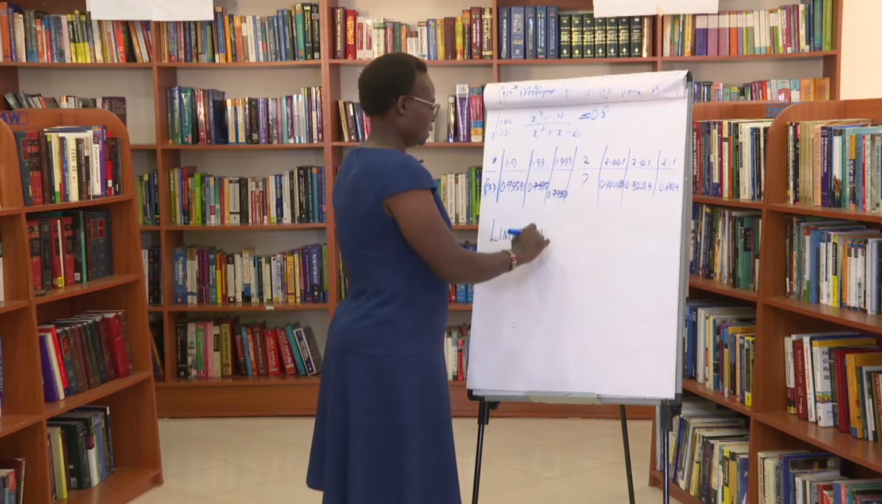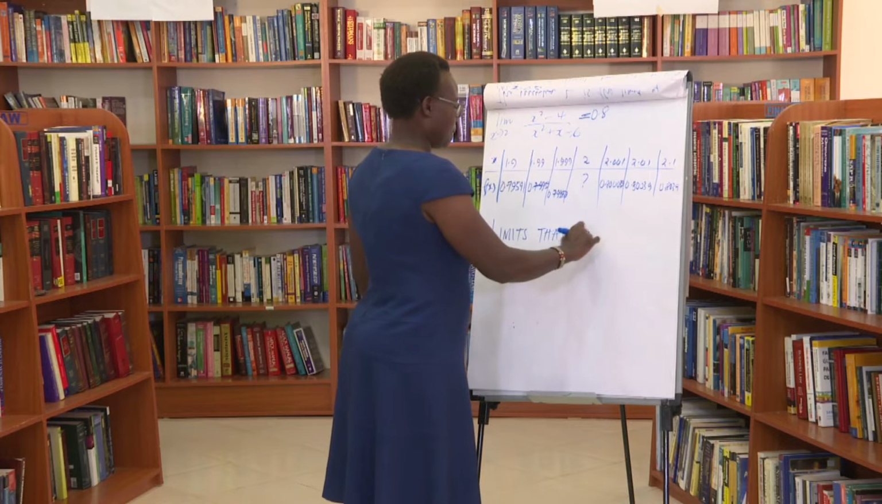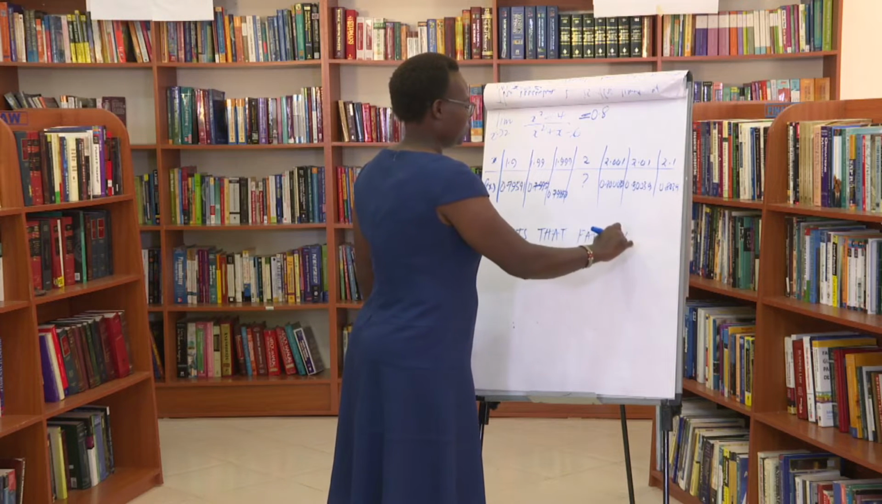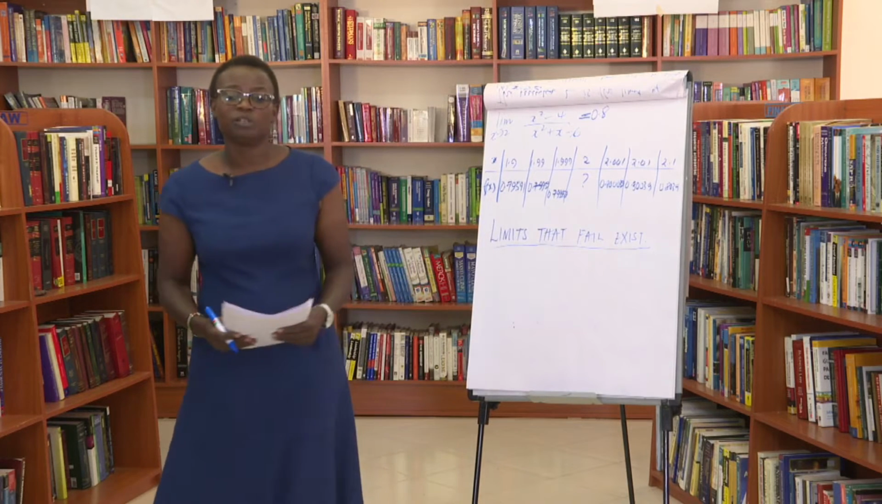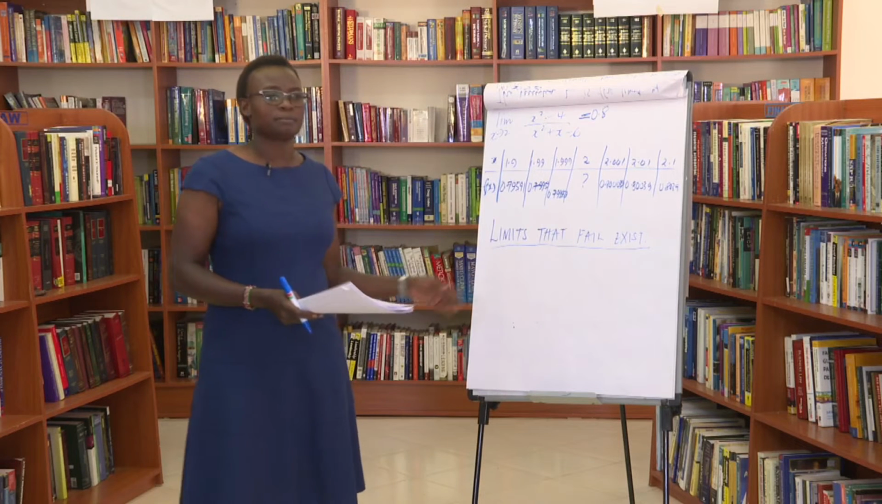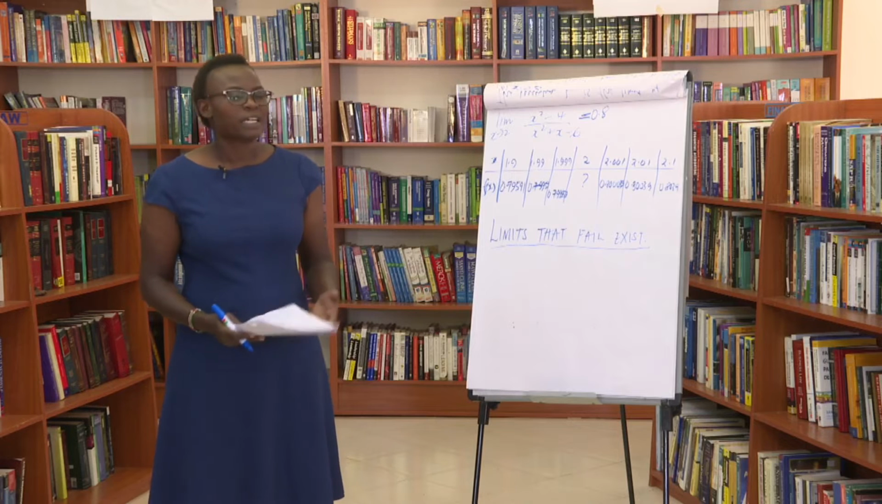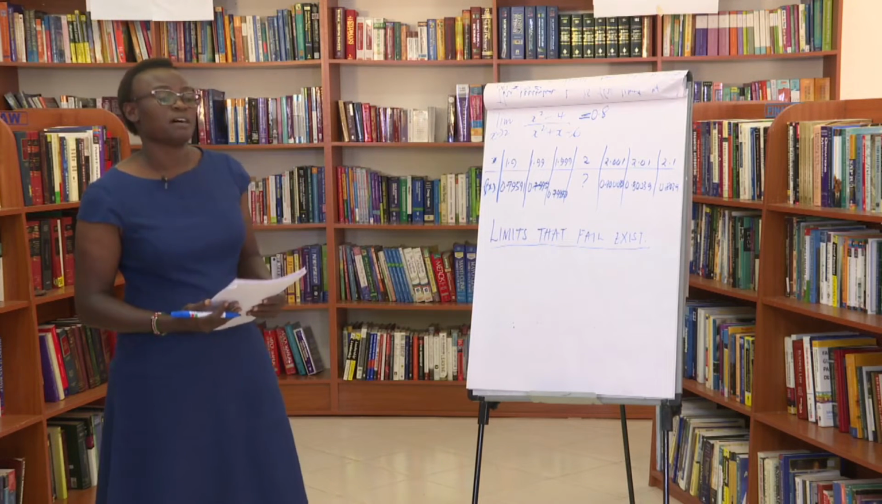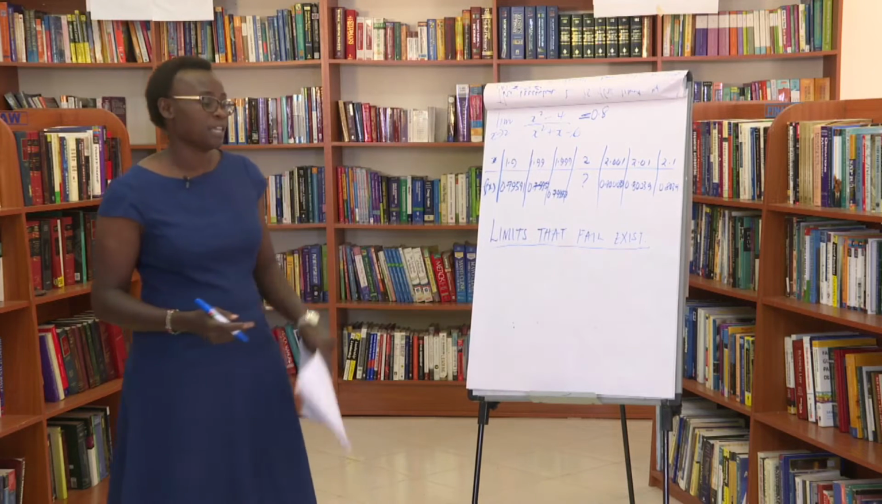Now, there are limits that fail to exist. You can be given a function to find its limit, but in truth the limit of that function does not exist. So it's good to be able to tell from earlier on which types of functions have their limits failing to exist. And there are 3 behaviors.